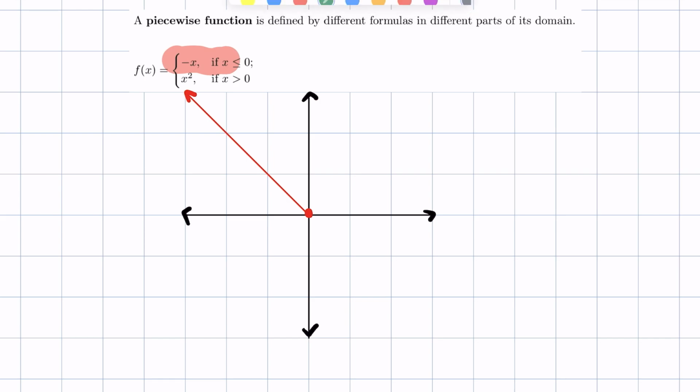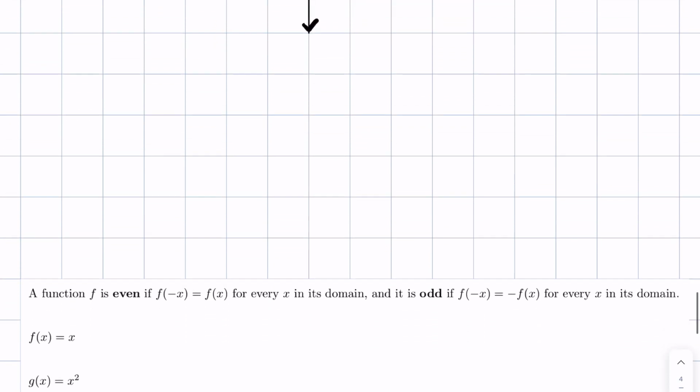Now, if x is greater than 0, we go by this other condition, x squared. So that is a parabola that looks like this, all right? And notice it's just for x greater than 0, so we have an open dot there, but it's filled in by the fact that for x less than or equal to 0, those happen to be at the same point, at the origin. All right.